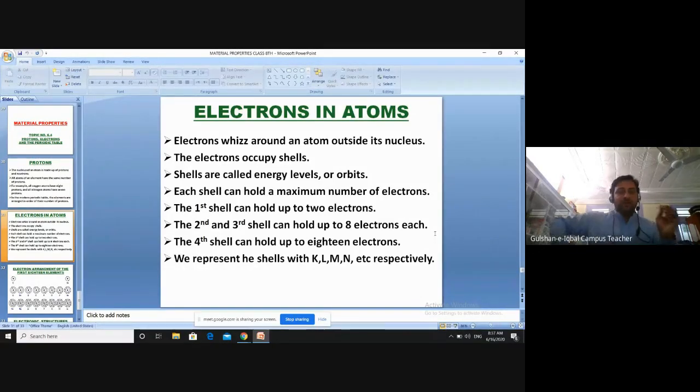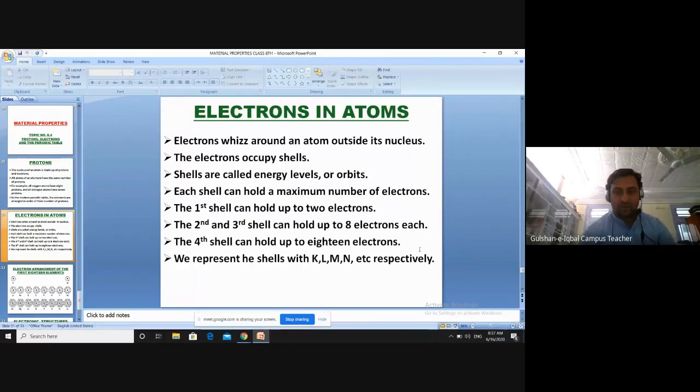We represent the shells with the letters K, L, M, N, O, etc. We start with K. The first shell is known as the K shell, the second shell is the L shell, the third is M, the fourth is N, the fifth is O, and the sixth is P. It goes like that. Is it clear?